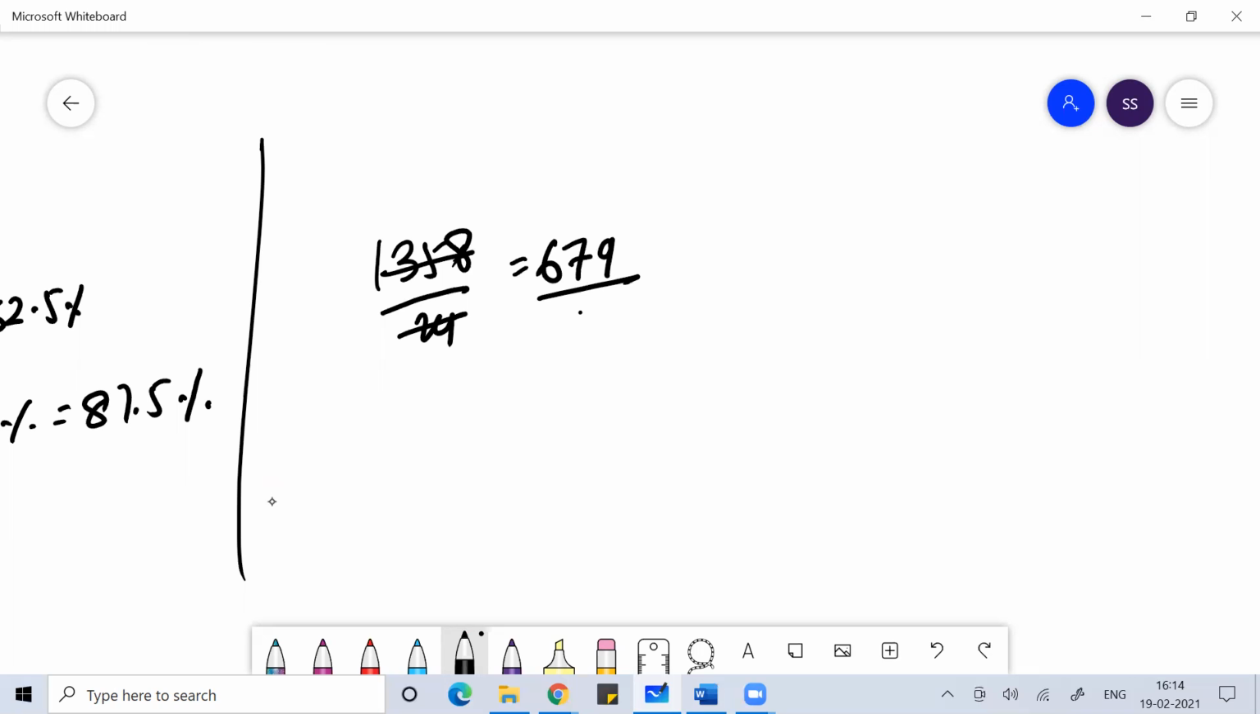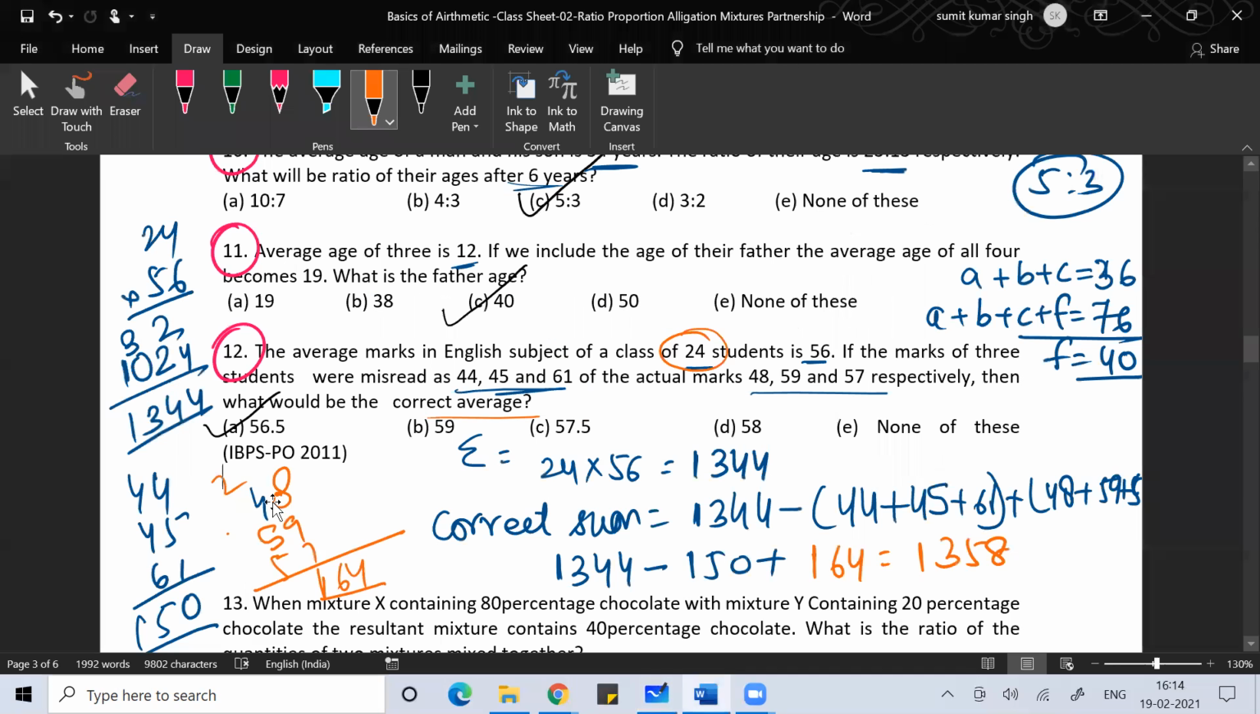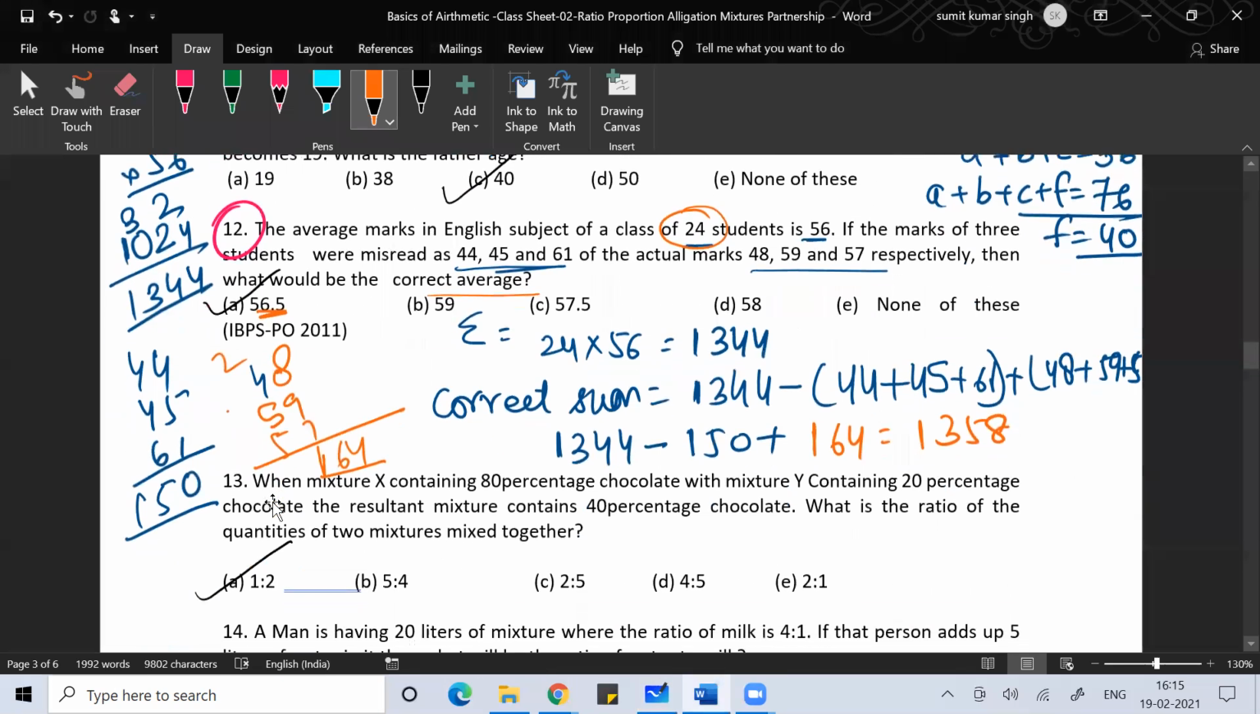So 679 divided by 12. 5 are 60. 79, 6 are 72. 70. 5 are 100, 8 are 40. 3 are 56.58. So the answer is 56.5. So an unnecessarily easy problem, but yeah, it requires a little bit of calculation.